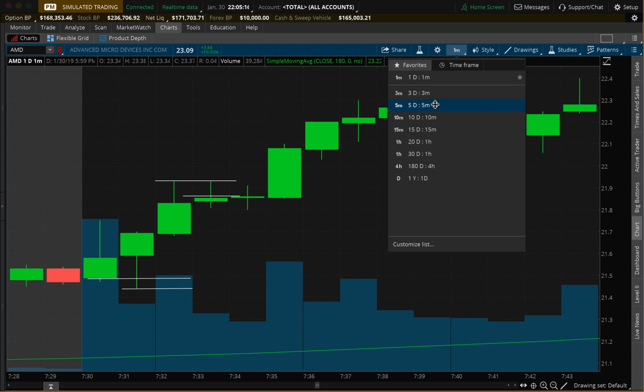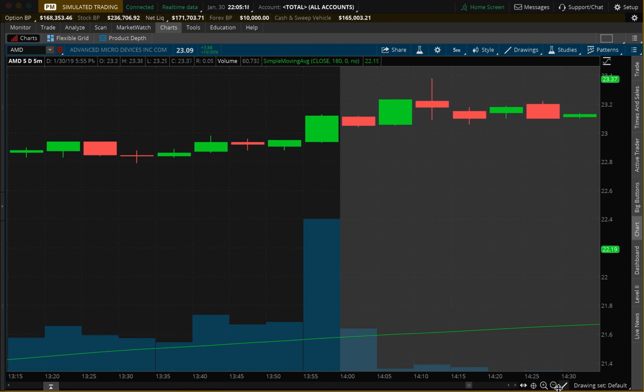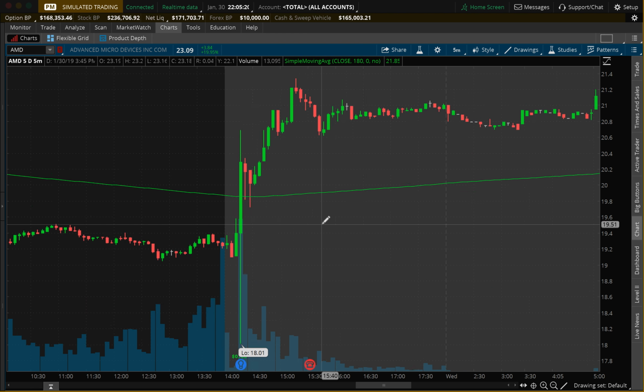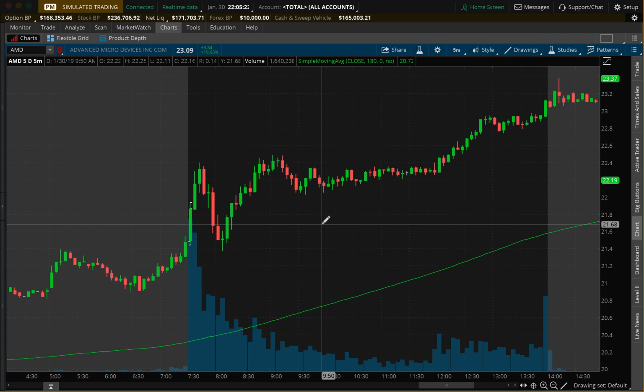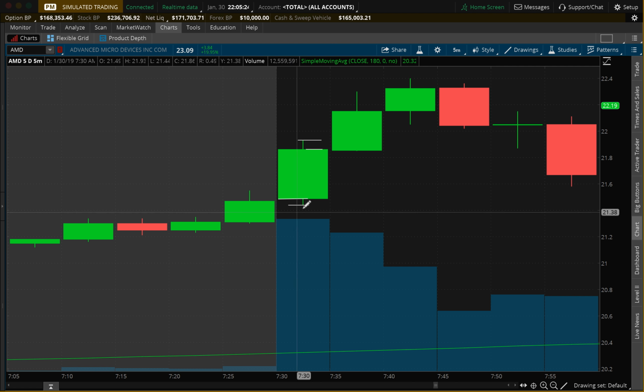Now we can go right up here to the 5 minute chart, zoom out and go over to where we had those drawings at. Right here. And you can see the low of that 5 minute, the high of that 5 minute, where it opened and where it closed. And that is how you read these candles.